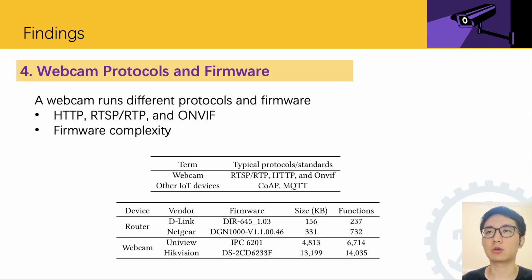Furthermore, we also compare firmware systems between webcams and other IoT devices, which leads to different firmware complexity. For instance, the firmware size of the D-Link DIR-645 1.03 router is only 156 kilobytes with 237 functions. By contrast, the firmware size of the Hikvision DS-2CD6233F webcam is over 30 megabytes with over 40,000 functions.